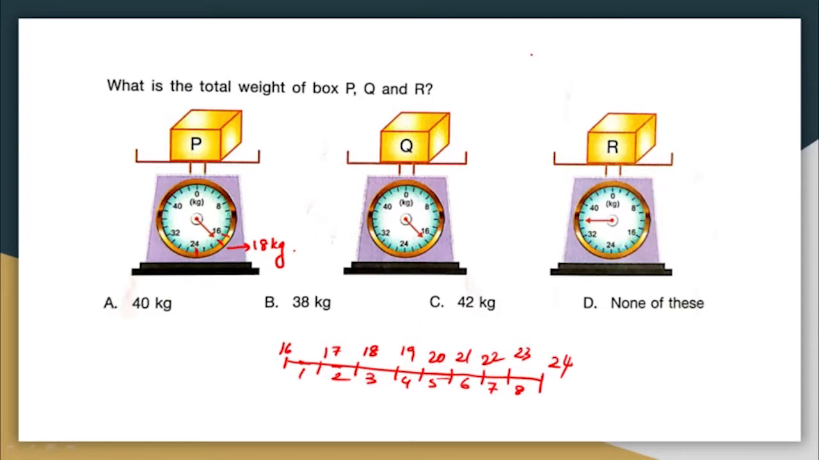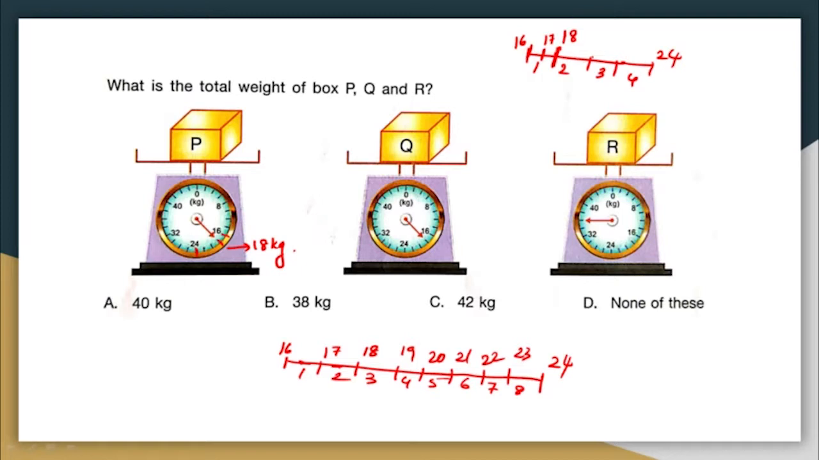But here, what have they done? They have given 16 and then 24 like this. There are only 1, 2, 3, 4 spaces between 16 and 24. What does that mean? That means that each space represents 2 units. That is, if this is 16, this will be 18. So 17 will be in between these two. They have not written it explicitly, but you should understand 17 is in between these two.